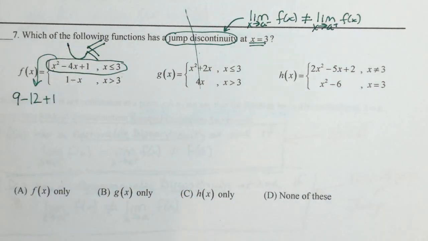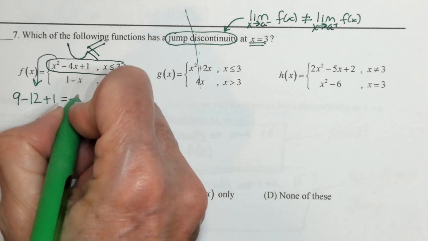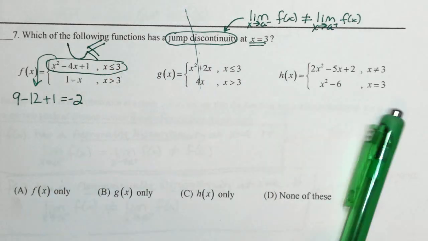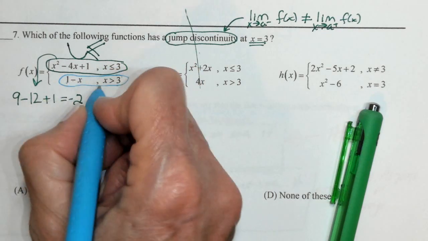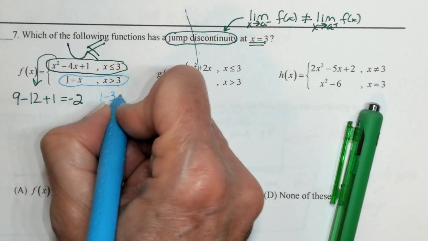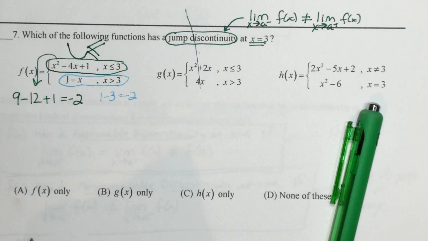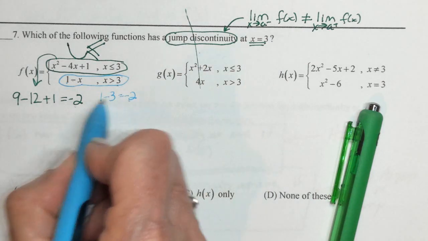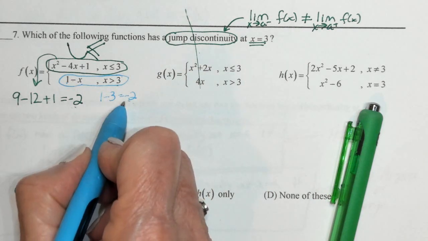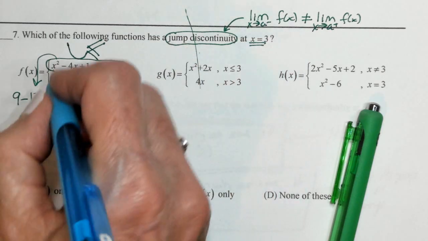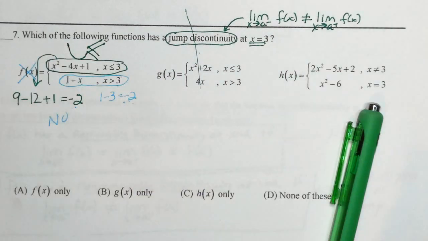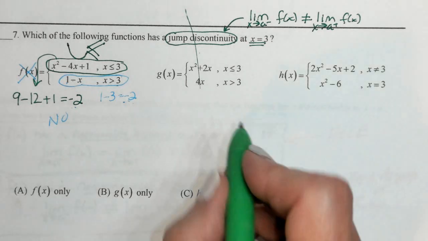And that gives me, let's see, negative 3 plus 1 is negative 2. Okay, with another color here. I'm going to do this one. If I put 3 in for x, I'll have 1 minus 3 is negative 2. Those two pieces match. So no, it does not have a jump discontinuity. So not F. All right.